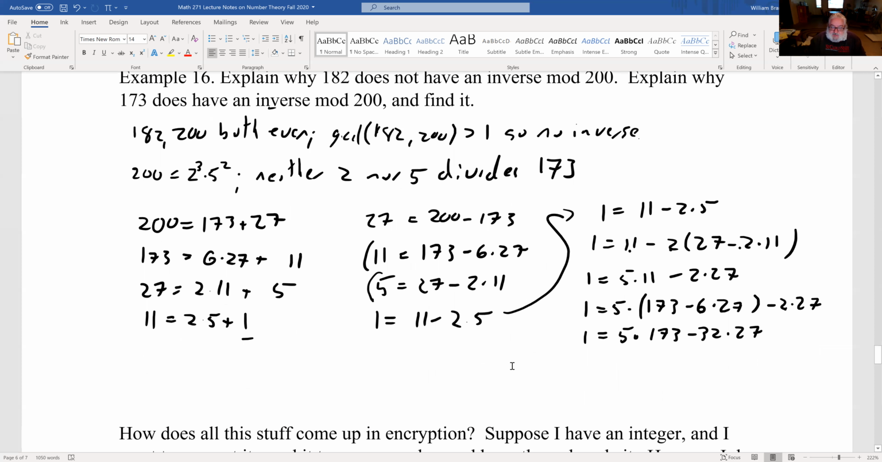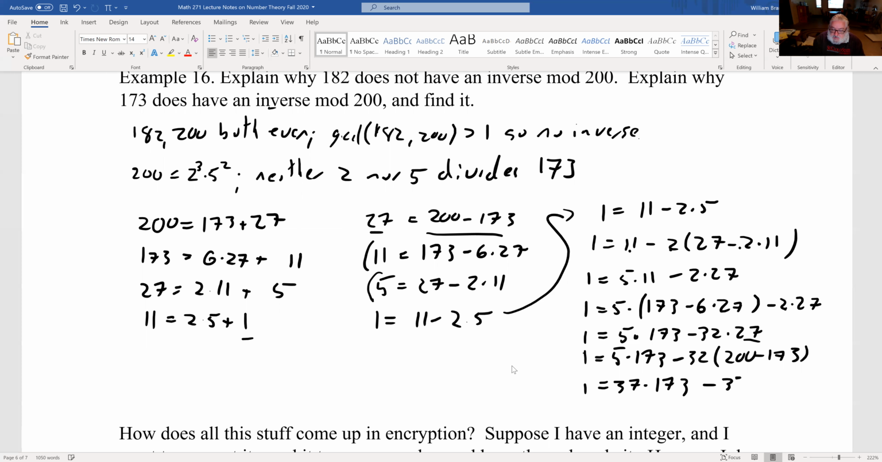And now I want to get rid of the 27s. So I have 1 equals 5 times 173 minus 32 times 200 minus 173, because this 27 we get from up here. So how many 173s do I have? I have 32 plus 5, which is 37 times 173 minus 32 times 200. So the inverse of 173 mod 200 is 37, that number.